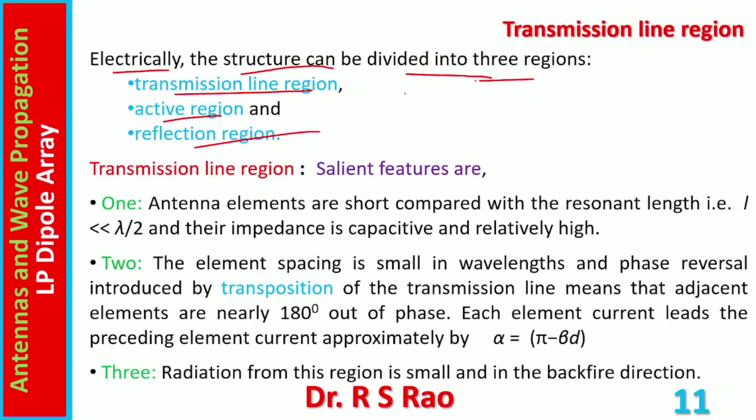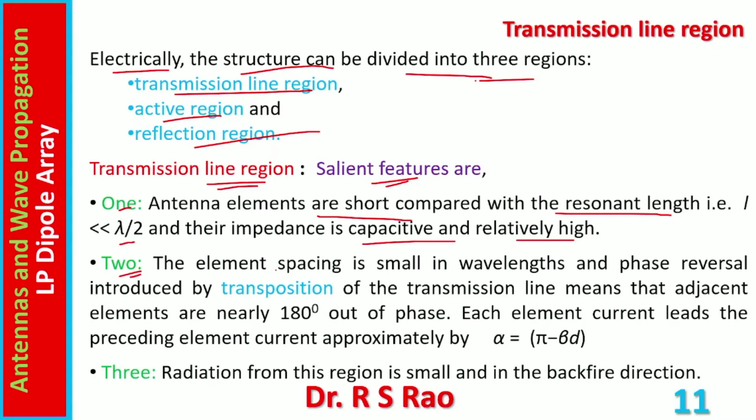When the array is working, the total array can be divided into three parts: transmission line region, active region, reflection region. What are their properties? First, we consider transmission line region. Its salient features are: antenna elements are short compared with the resonant length. Length is very small compared to lambda by 2, and their impedance is capacitive and relatively high.